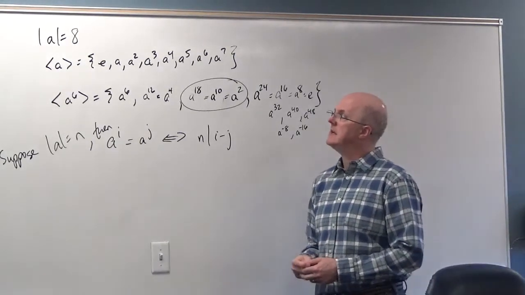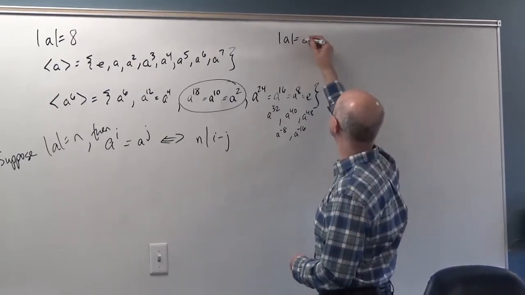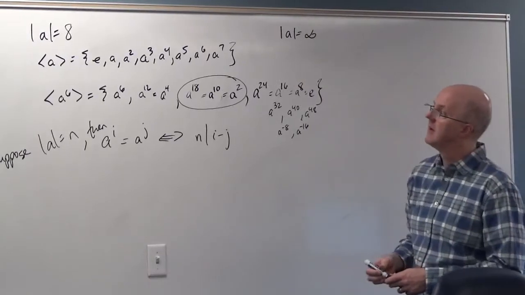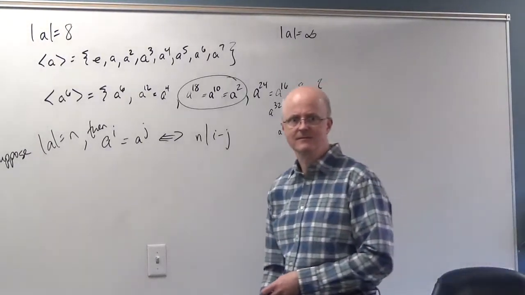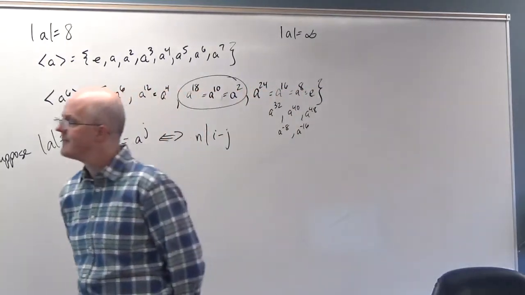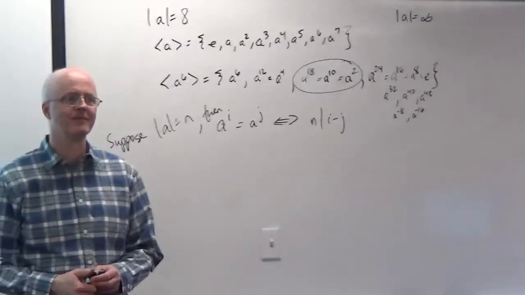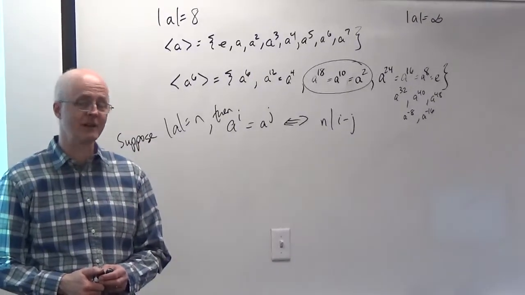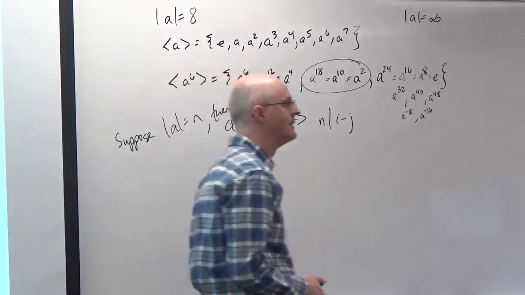If the order of the element is infinite, when does a to the i equal a to the j in that case? Only if i equals j. Yeah. So that's more restrictive.